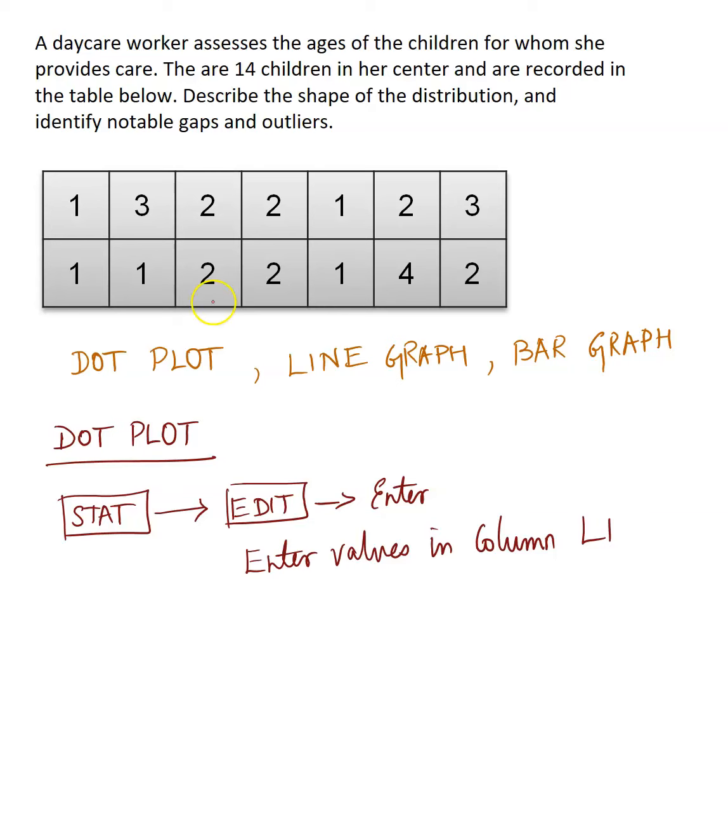If you look at it, this is again a small data set, so it's easy for us. If it's a large data set, it's going to be challenging to count how many times 1 repeats. Here we see that 1 repeats 5 times, right? So the dot plot will give you an image of which value repeats the most, which one occurs the most. So it gives us that information quickly. Okay, so we have L1.